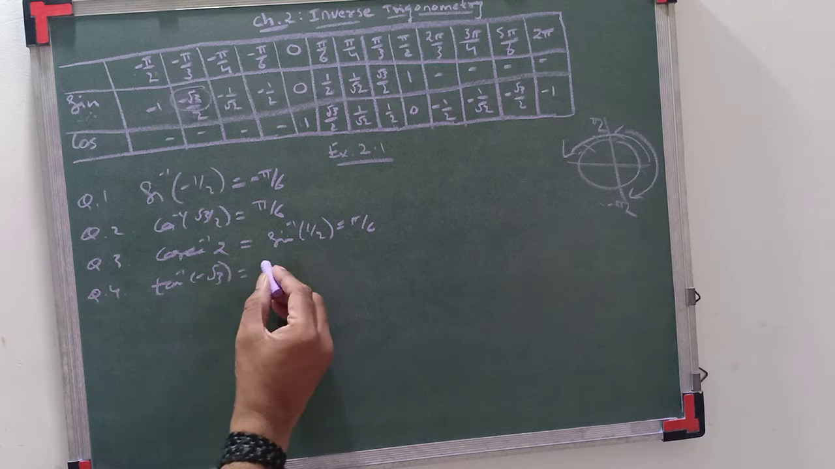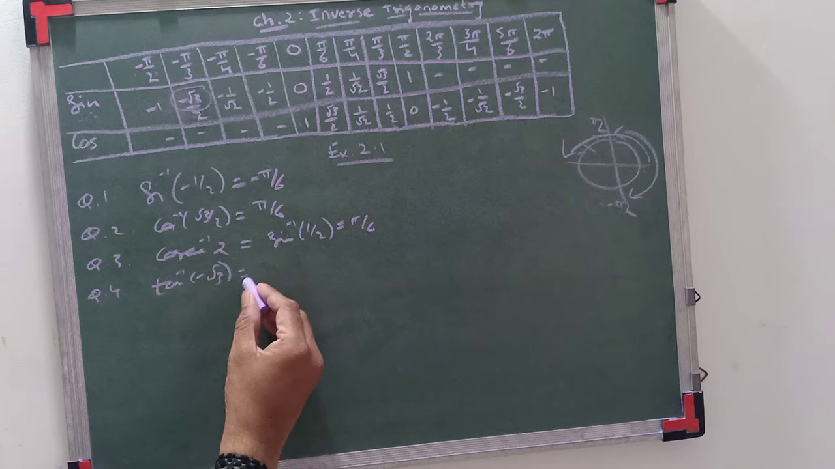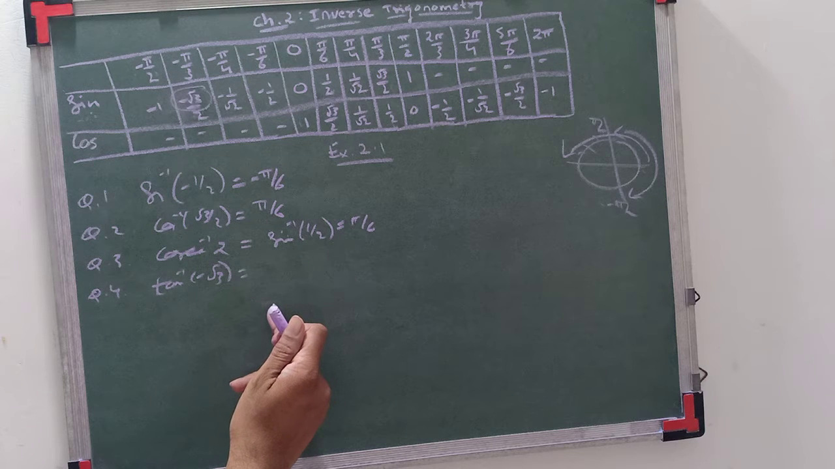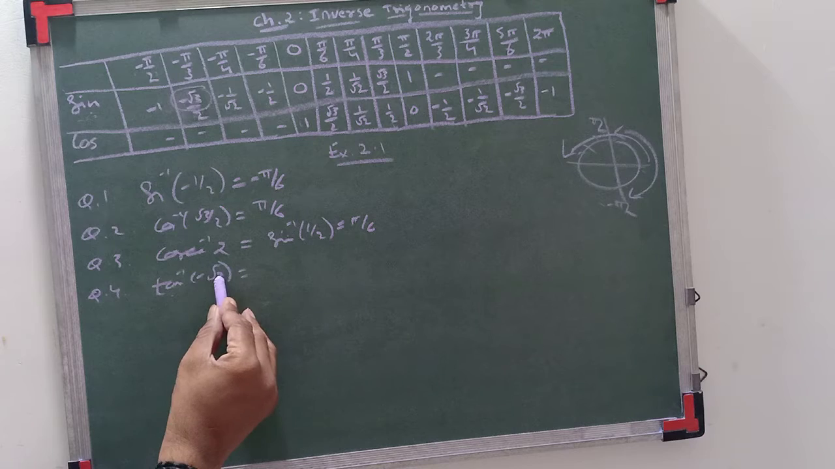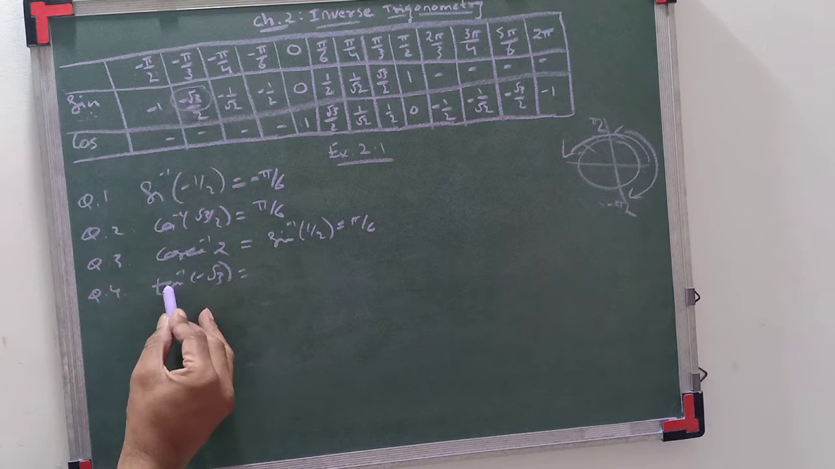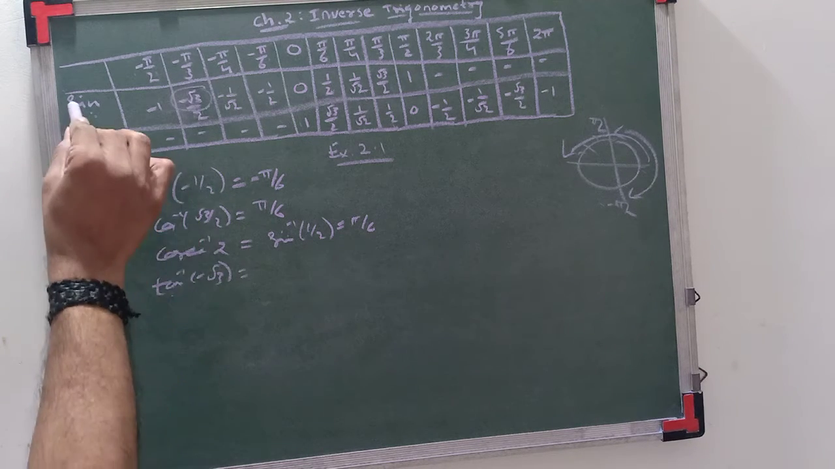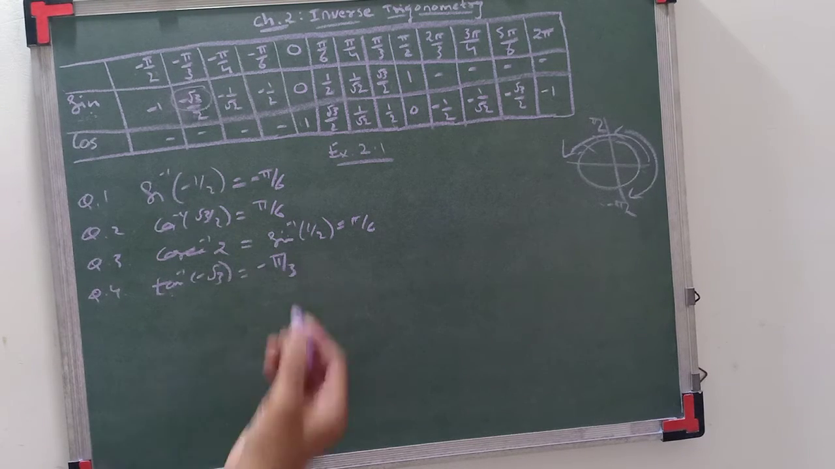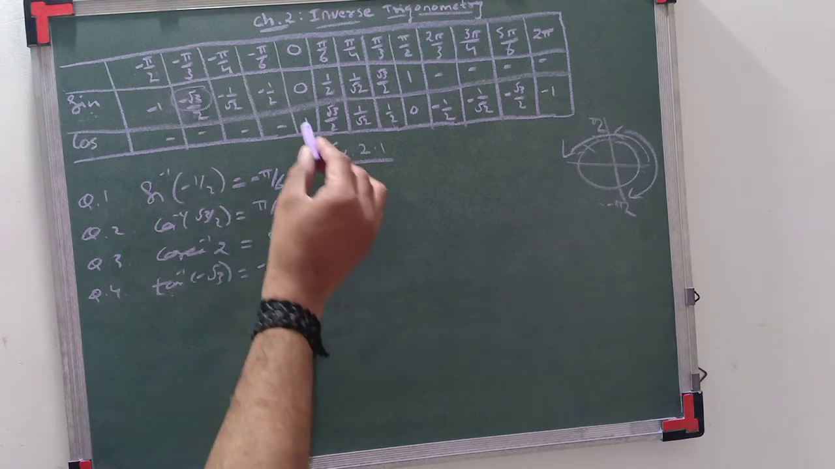So what will you get? I can write tan inverse of minus root 3 as sine inverse of minus root 3 upon cos inverse of minus root 3. That way also we can think, or directly you can say tan inverse of minus root 3 means here the numerator is sine inverse. So in sine inverse of minus root 3, what is your answer? Minus pi by 3. Or if you want, you can make a table for tan.